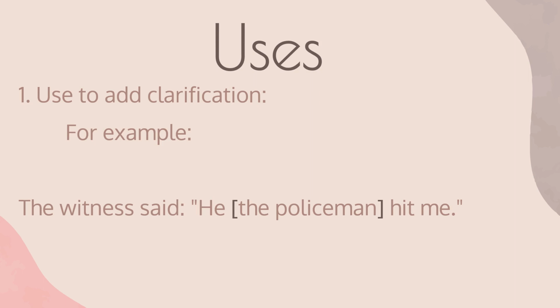Because it is direct speech, the witness is saying he hit me. We want to clarify to you, me as a writer want to clarify to you who's reading, who this he is, who this person is, who is this person that witness is talking about. So I am clarifying within the brackets the policeman. This is something I've written, not the witness has said. It indicates that I'm the one who has added this extra information. This information was not part of the quotation. It wasn't something that the witness said. It is something that I've added.